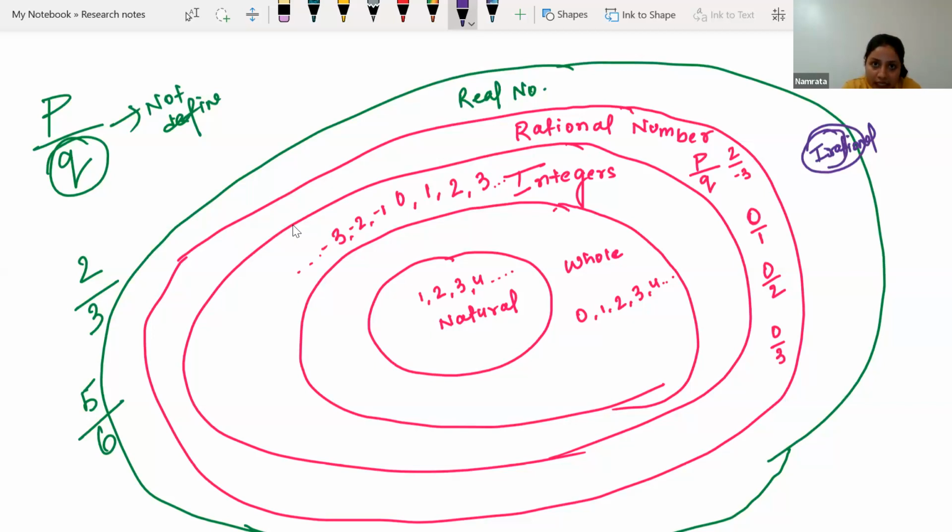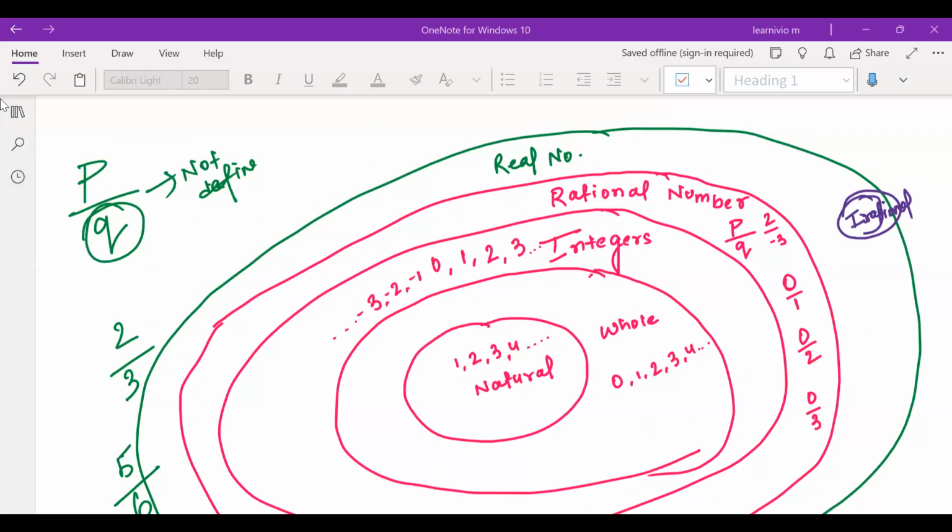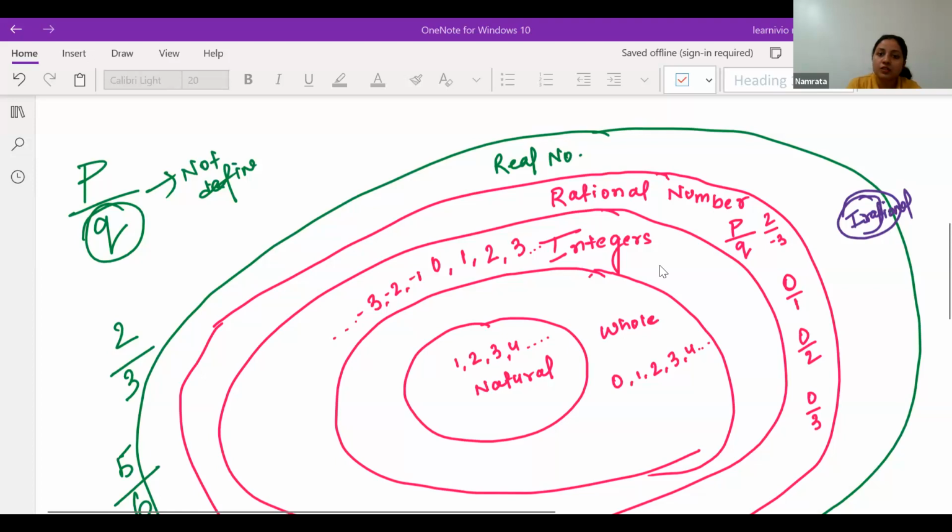Now again I am going to repeat: real numbers contain rational numbers, yes. Real numbers contain integers, yes. Real numbers contain whole numbers, yes. Real numbers contain natural numbers, yes. Real numbers contain irrational numbers, yes. So these all are the sequence of the numbers. Irrational numbers are not attached to any of the other numbers. So this is the sequence we are having.